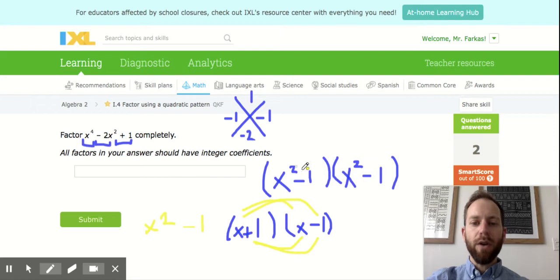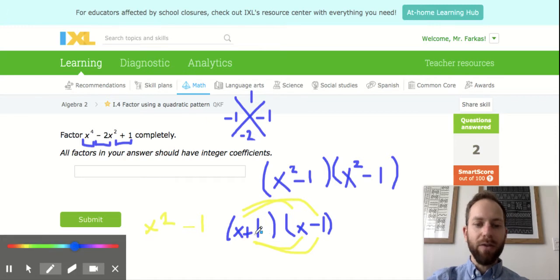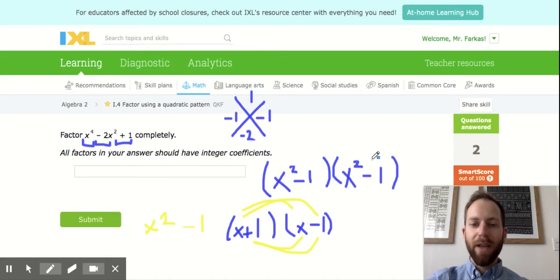So when you break this down and you factor x squared minus 1, you actually can factor it down into x plus 1 times x minus 1. And since this is the same thing, we can also factor that down into x plus 1 times x minus 1.